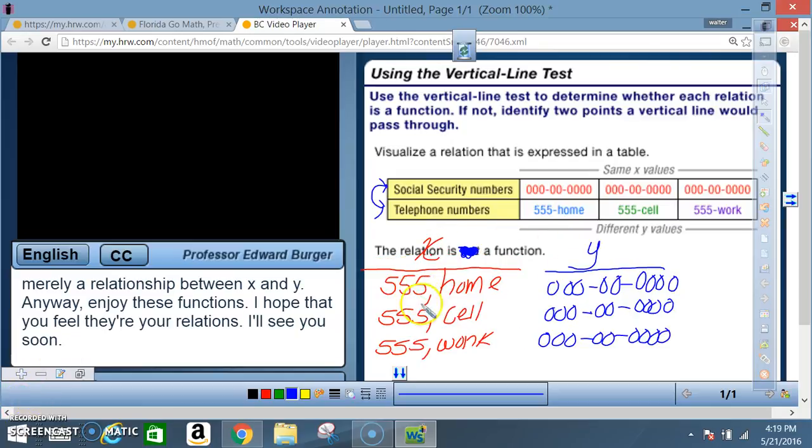Okay, but now notice what happens if we were to switch our values around. That is, we make the telephone numbers the x values, and the social security numbers the y values. Now x does not repeat, but y does. And this relation is a function because y can repeat, x cannot.